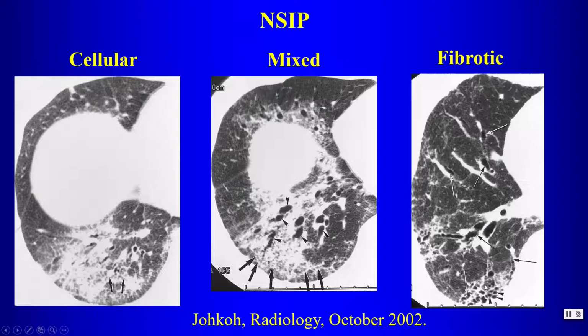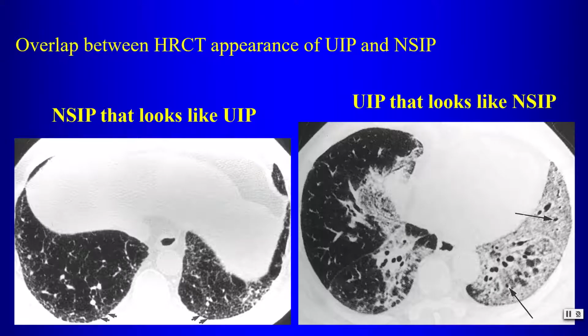The more you get towards the fibrotic end of the spectrum, the more this can resemble UIP in terms of the findings that we see on CT. Now, there can be NSIP that looks like UIP with predominantly reticular, less in the way of ground glass. You can have UIP that looks like NSIP, lots of ground glass, not much in the way of honeycombing. And so here, these cases will require lung biopsy for diagnosis.